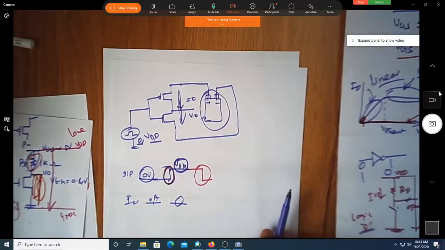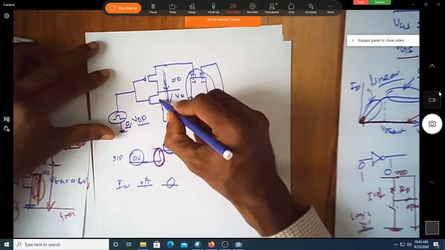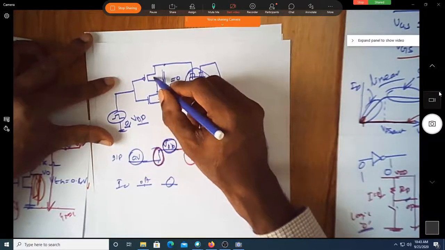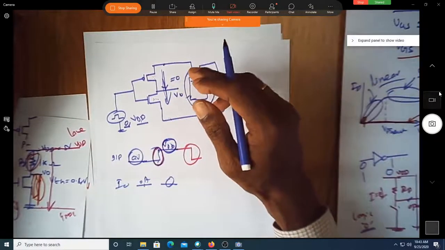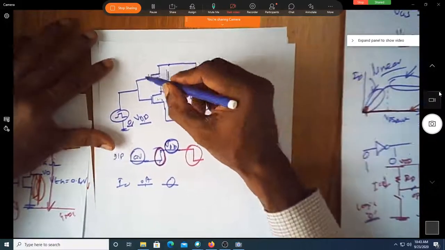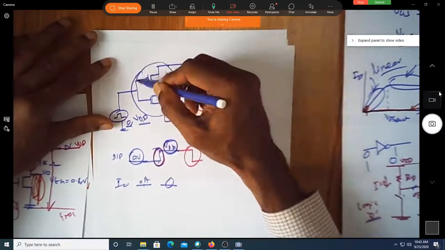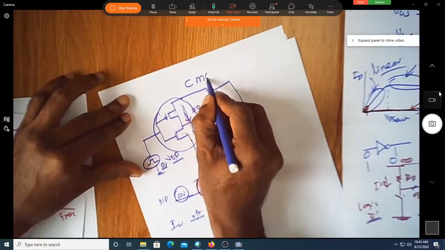Why is it called complement? Sir, maybe NMOS and PMOS. Perfect. Complement means give and take. So this is NMOS, that is PMOS. When you have complement MOSFETs, N and PMOS are called complement because their operations are complement. When this is on, that is off. When that is on, this is off. So a circuit which utilizes both NMOS and PMOS is called a CMOS circuit.